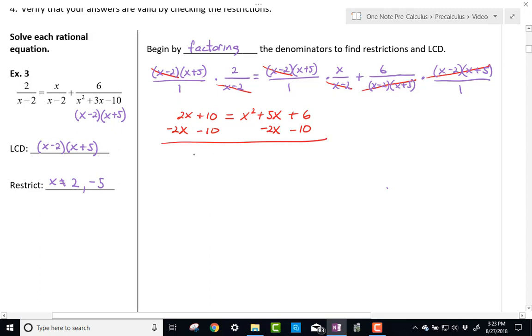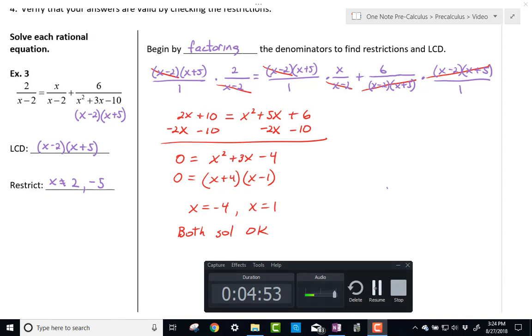Save myself a step later on. I've got my 0 on the left side. I have x squared plus 3x and then minus 4, and I believe that will factor out. We should get x plus 4 times x minus 1, and my two solutions would be x equals -4 and x equals +1. Go back, check my restrictions. It looks like both solutions are okay because neither one of them matches the restriction.